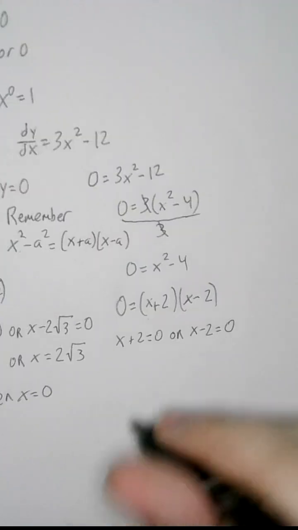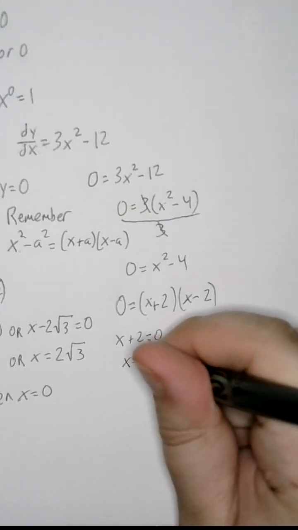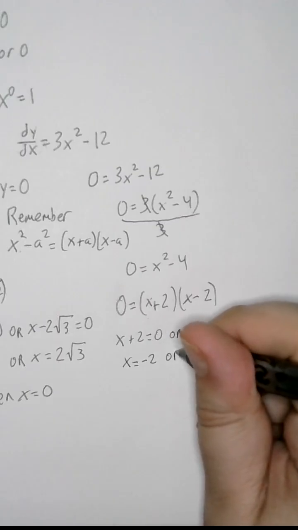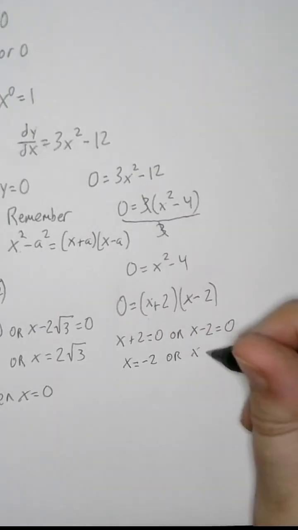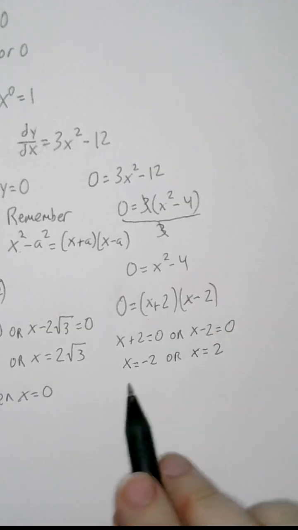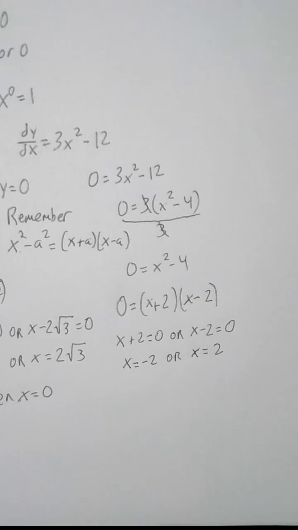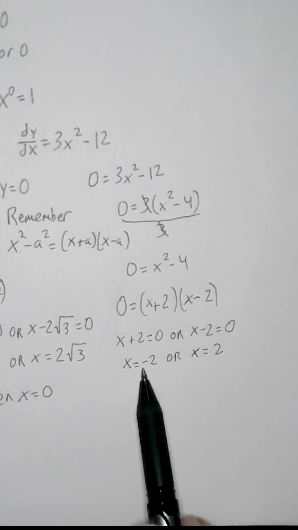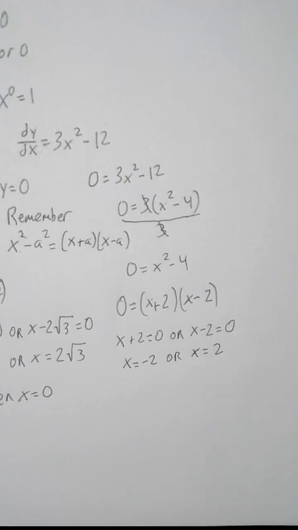or that is true. So if x plus 2 equals 0, then x equals negative 2. And if x minus 2 is equal to 0, then x must equal 2. So this is where my critical points are going to be. This is where the slope is going to equal 0.